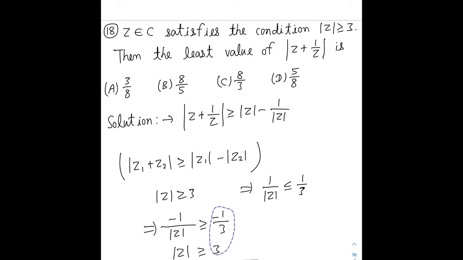Right-hand side will be 3 minus 1 by 3, that's nothing but 8 by 3. So this will be greater than or equal to 8 by 3. So then mod of z plus 1 by z will also be greater than or equal to 8 by 3. So that would be the answer.